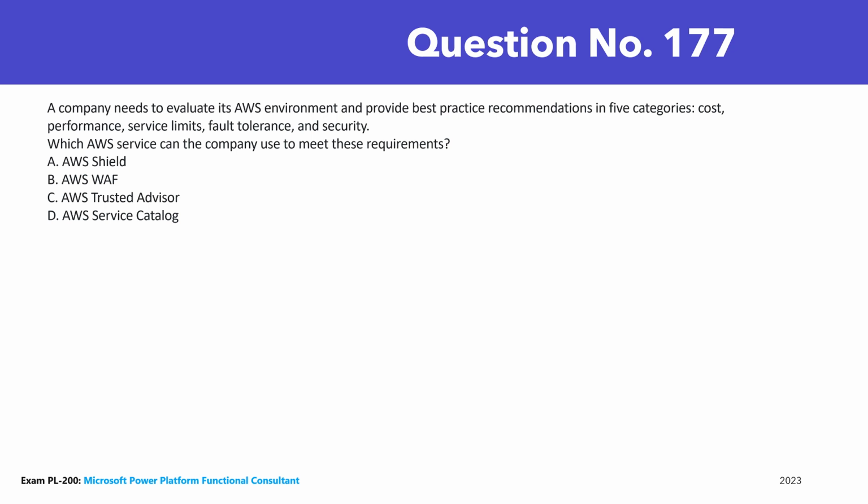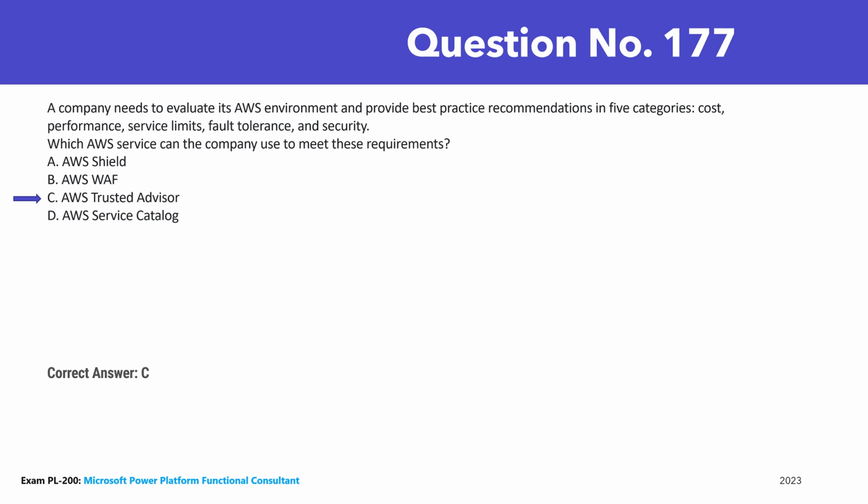A company needs to evaluate its AWS environment and provide best practice recommendations in 5 categories: cost, performance, service limits, fault tolerance, and security. Which AWS service can the company use to meet these requirements? A. AWS Shield. B. AWS WAF. C. AWS Trusted Advisor. D. AWS Service Catalog. Correct answer, C.